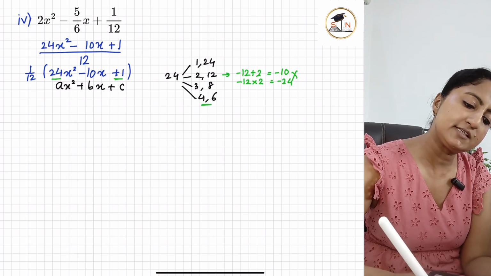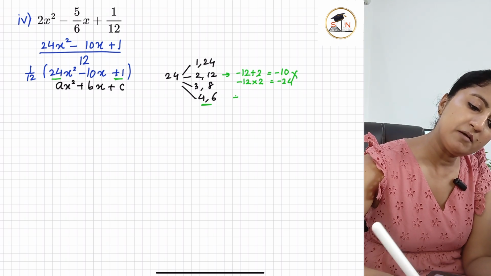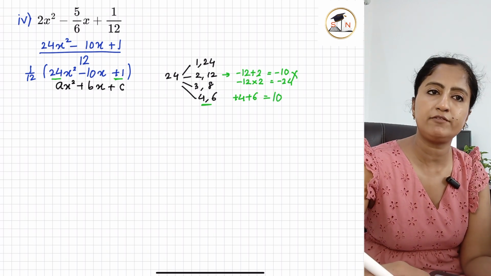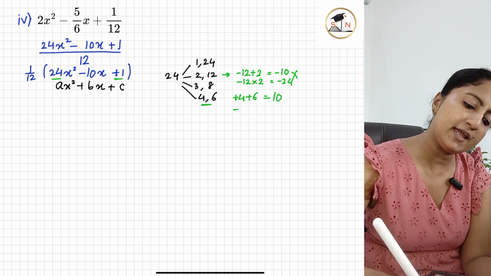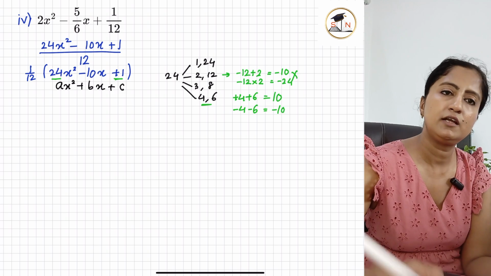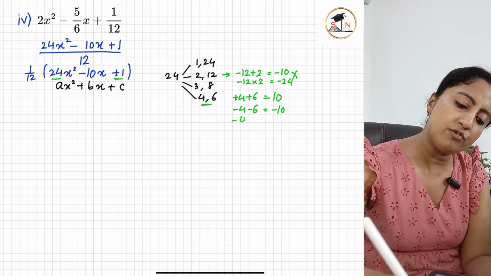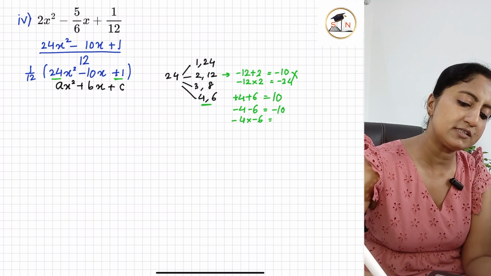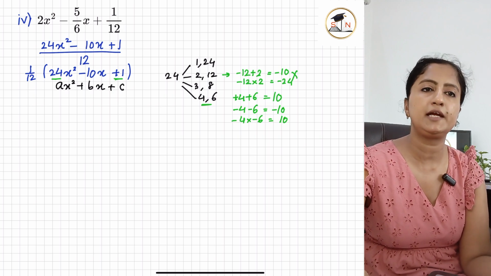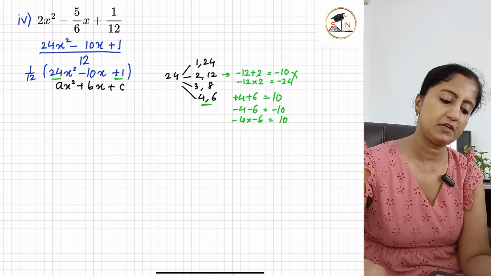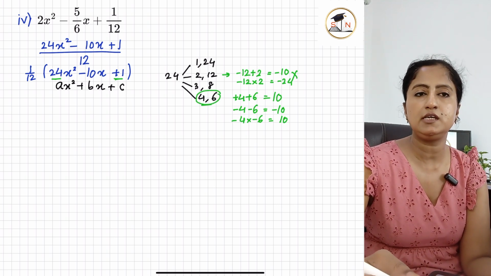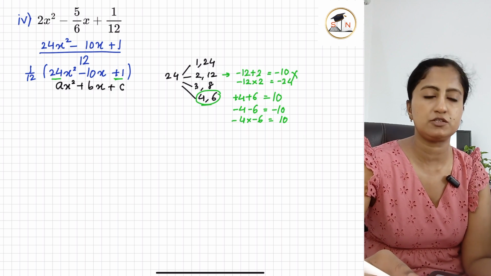If I select 4 and 6, and if I add plus 4 plus 6, that gives me positive 10. However, I want negative 10. So I will take negative 4, negative 6, and that gives me negative 10. And when I multiply negative 4 with negative 6, that results in positive 24. That means when both the purposes are solved, I am getting a negative sum and a positive product. So the desired pair is 4 and 6. When you see that there are two options, this is the way you have to judge.